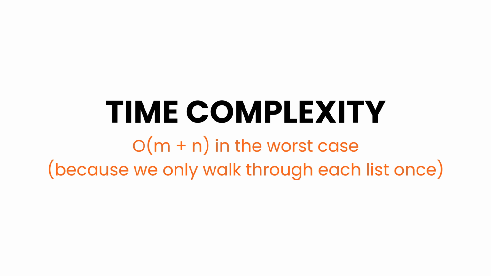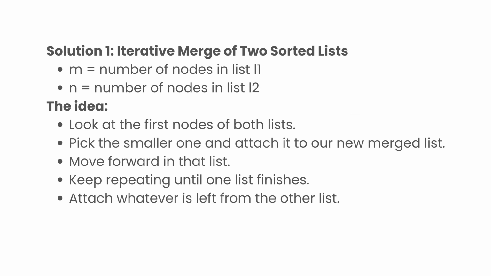Now, let's look at the idea behind this solution. We are merging two sorted lists iteratively. We start by looking at the first nodes of both lists. We pick the smaller one and attach it to our new merged list. Then we move forward in that list. We keep repeating this process until one list finishes. Finally, we attach whatever is left from the other list. It's just like merging two sorted lines of people into one line, always picking whoever has the smaller number first.